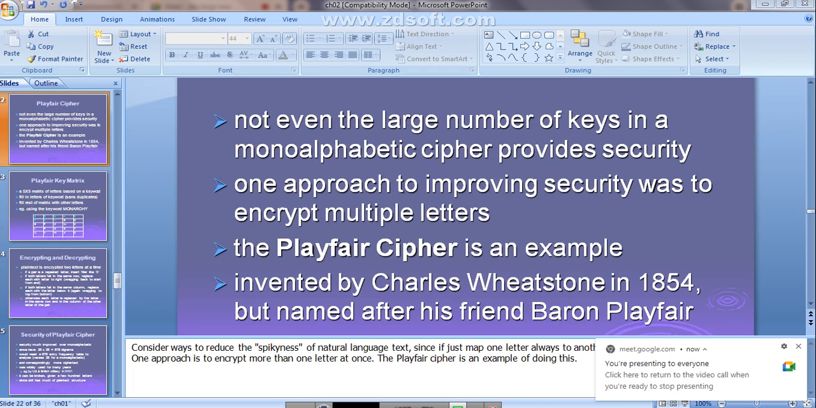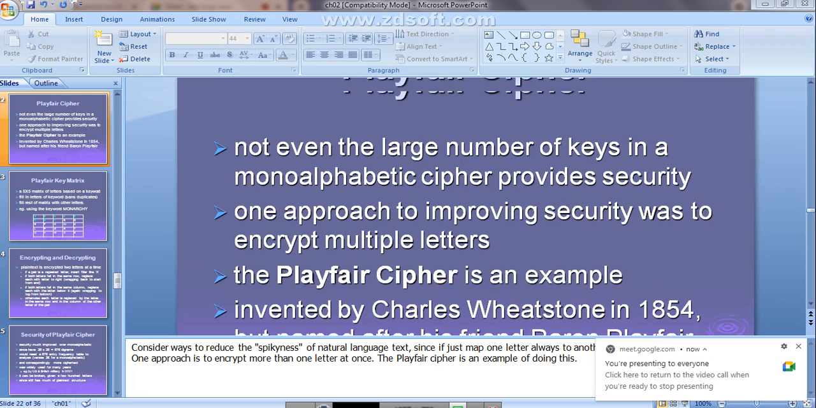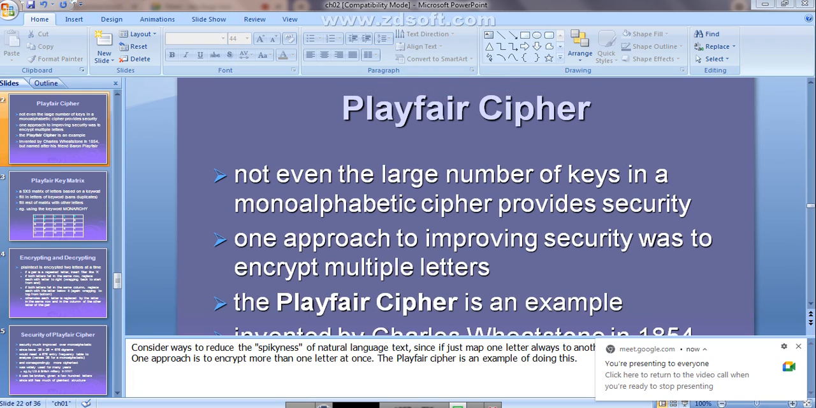First one we are going to see here is the Playfair cipher. Clear? This is the word here. Compared to the monoalphabetic cipher, it is going to provide more security.